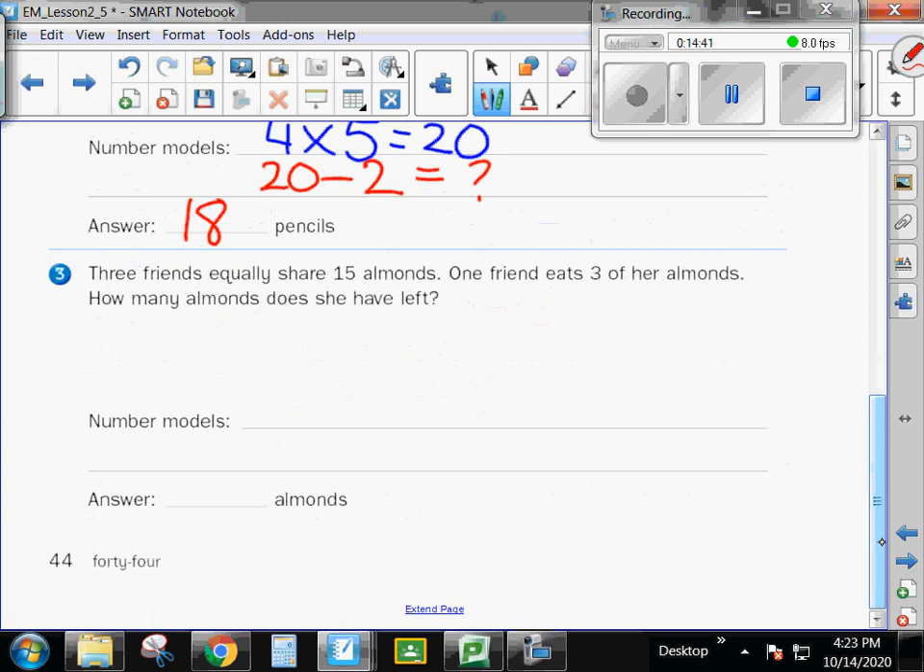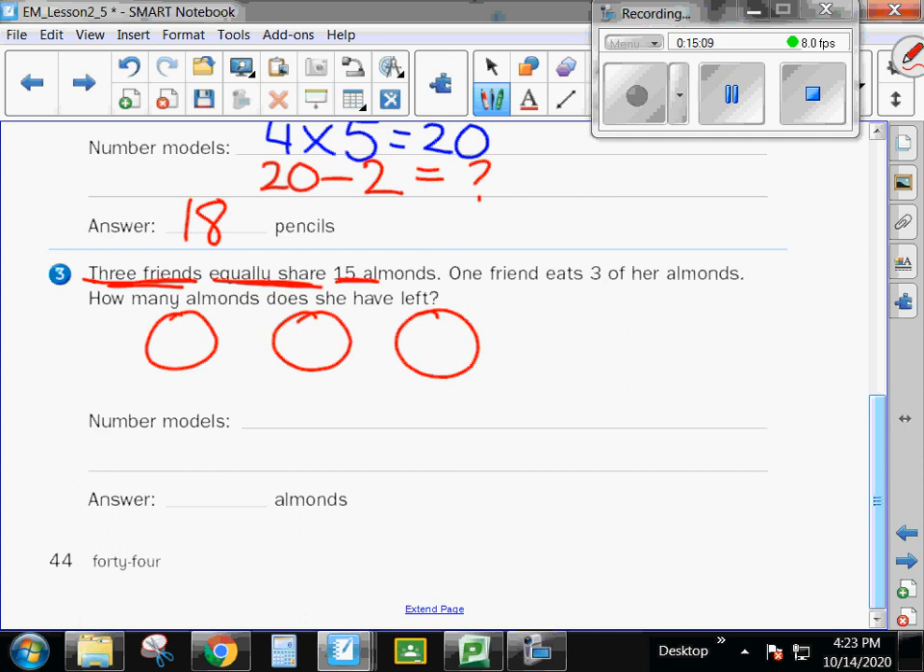All right, and finally, the last problem on page 44. If you haven't done it, please pause the video and do this problem. It says 3 friends equally share 15 almonds. So I have 3 friends, and I'm equally sharing 15 almonds. I'm going to draw a picture of that. So here's my 3 friends. 1, 2, 3 friends.